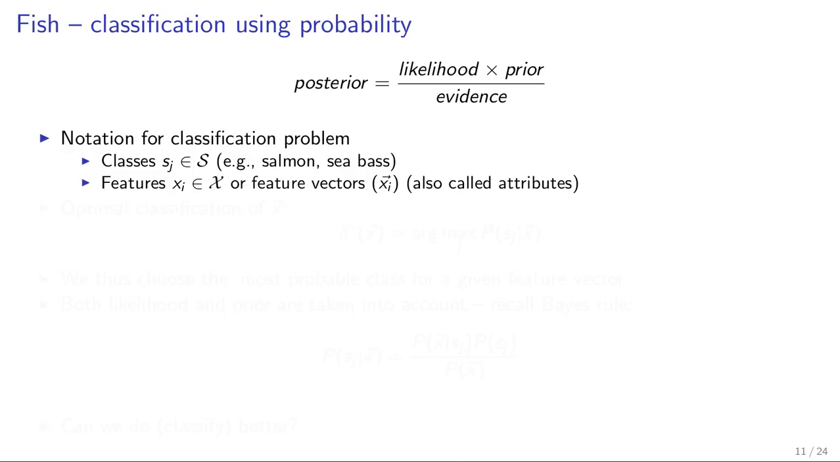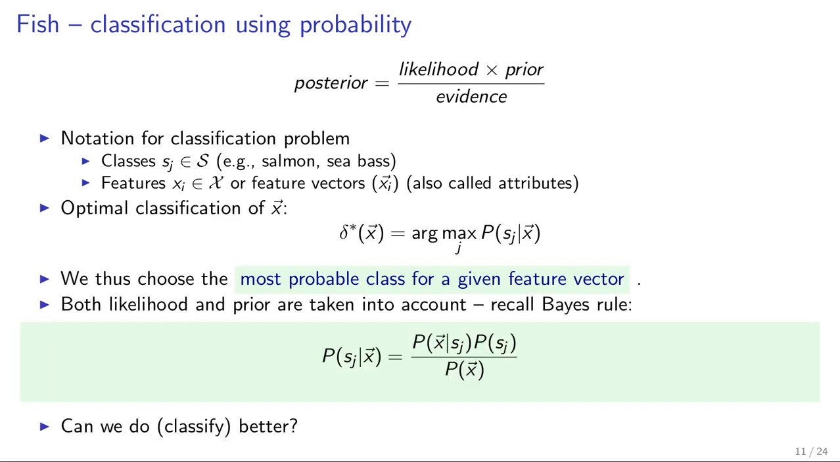Now, again, how do we apply the Bayes rule? There are these two classes, and then there are features or feature vectors. They're also called attributes. Now, the optimal classification from that feature vector is the argmax. That means I'm looking over the different classes. In this case, these are just two, S1, S2, salmon or sea bass, given a feature vector.